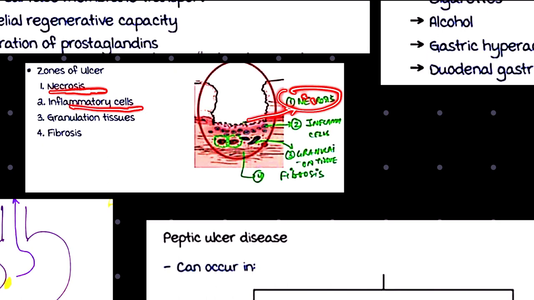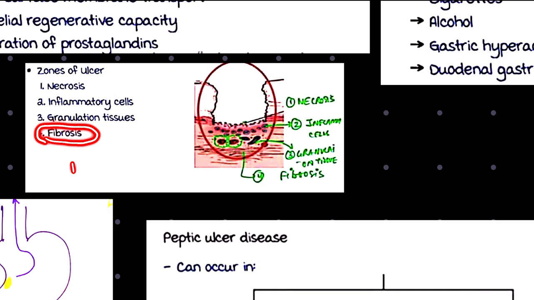Similarly, we'll find different inflammatory cells, as you can see here. There will also be a lot of granulation tissue, and the body will try to heal it, and in the process of healing there will be production of a large amount of fibrosis also. So this is how the zone of ulcer will look: necrosis, inflammatory cells, granulation tissue, and fibrosis.